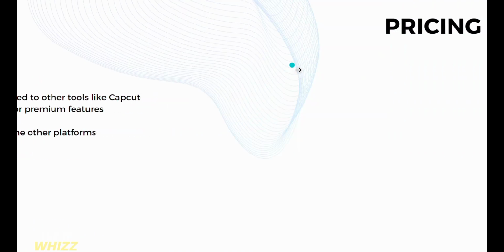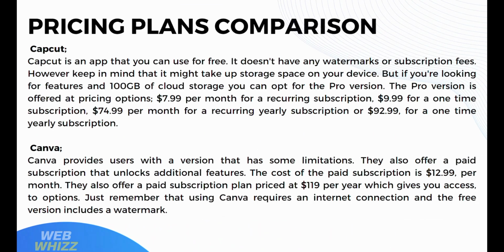Now moving on to the pricing plans comparison of both platforms. Capcut is an app that you can use for free, in which it doesn't have any watermarks or subscription fees. However, keep in mind that it might take up storage space on your device, but if you're looking for more features and 100GB of cloud storage, you can opt for the Pro version, and the Pro version is offered at pricing options at $17.99 per month for a recurring subscription, while $9.99 for a one-time subscription, and $74.99 for a recurring yearly subscription and $92.99 for a one-time yearly subscription.